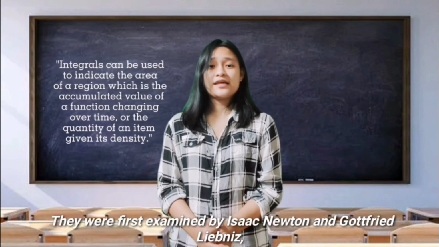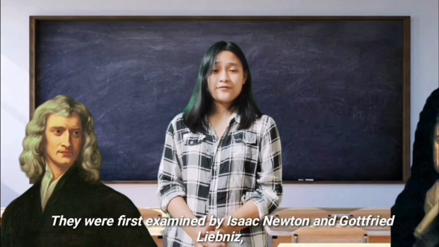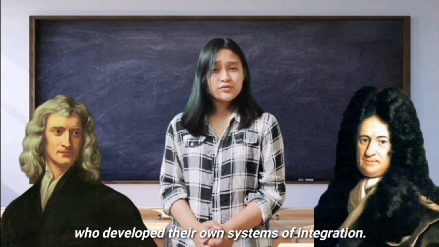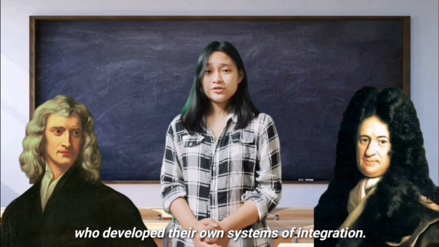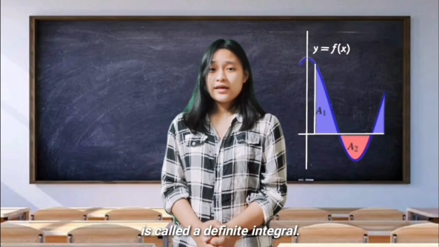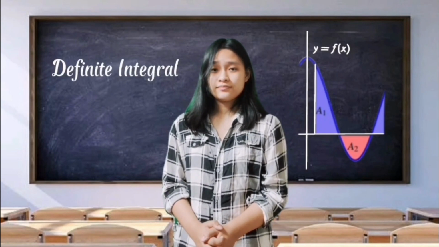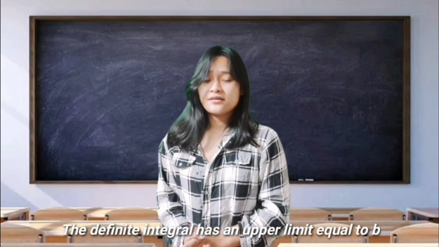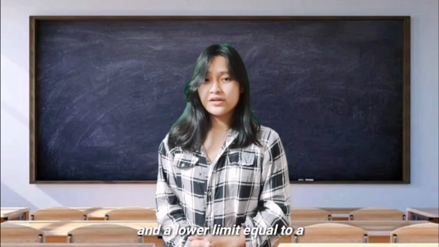They were first examined by Isaac Newton and Gottfried Leibniz, two of the 17th century mathematicians who developed their own systems of integration. The area under a curve between two fixed bounds is called a definite integral. The definite integral has an upper limit equal to b and a lower limit equal to a.